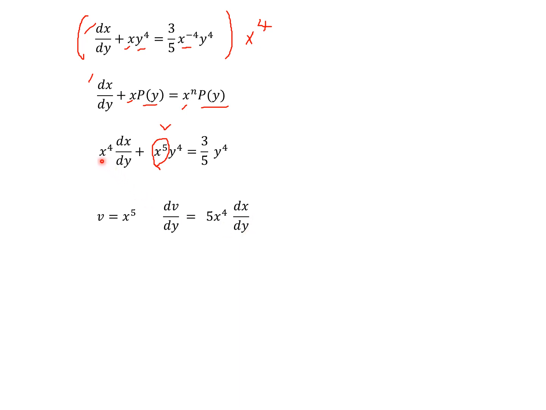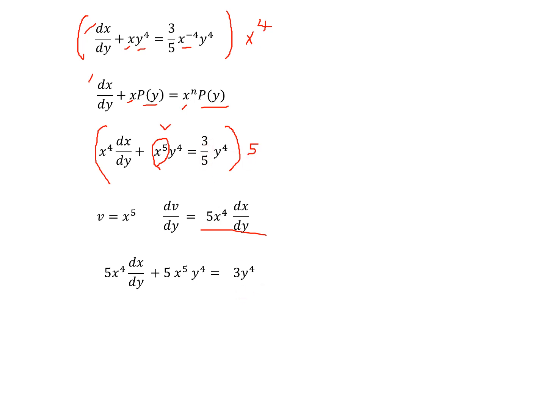There is a missing 5 here. So what you do is multiply this by 5. So that will be similar to 5x to the 4th dx/dy. You will have 5x to the 4th dx/dy plus 5x to the 5 y to the 4th is equal to 3 over 5 times 5, which is 3y to the 4th.